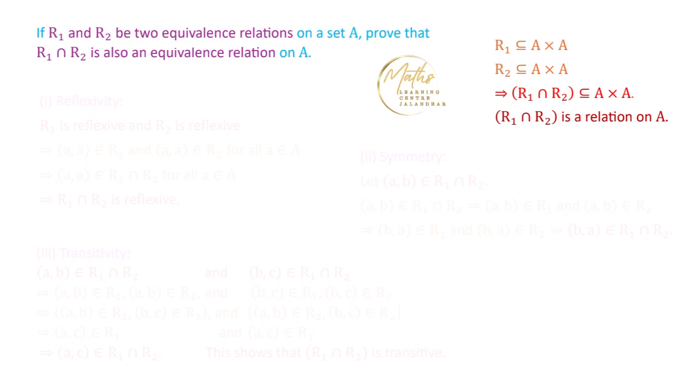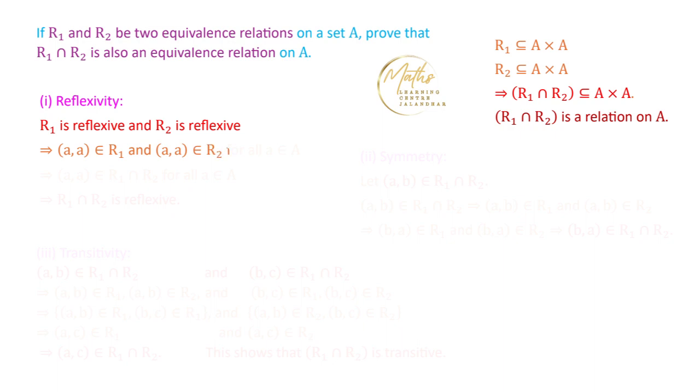Now we have to prove that this relation R1 intersection R2 is an equivalence relation. First of all, we talk about reflexivity. It is given that R1 is reflexive and R2 is reflexive. If R1 is reflexive, it means that (a, a) belongs to R1, that is, the element a is related to itself by relation R1. And if R2 is reflexive, it means that (a, a) belongs to R2.